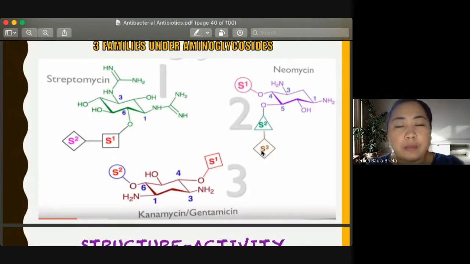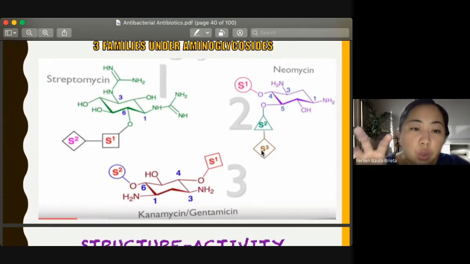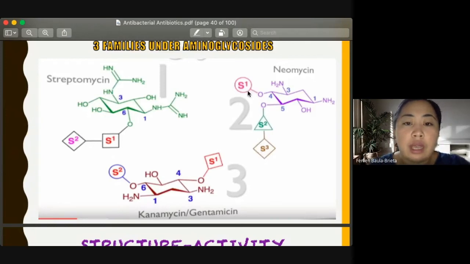Sabot, ibig sabihin yan, sugar. Sugar 1, sugar 2, and sugar 3. So it can be 3 sugars linked together or 4 sugars linked together. And as you can see in the group, it's only the neomycin group that has 4 sugars. So there are a lot of examples under this group too.